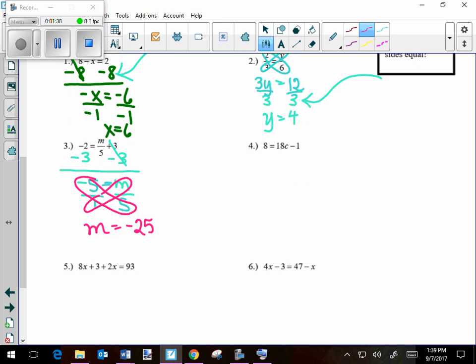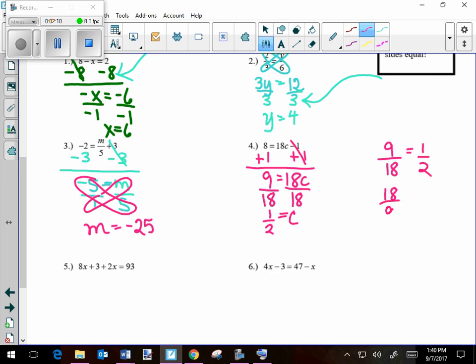In question 4, I'm going to add 1 to both sides, again with the goal of getting my variable alone. This time the variable is c. I get 9 is equal to 18c. To get the c alone, I have to divide by 18. If in your head you're thinking the answer is 2, you are incorrect, and that is the one reason why this question is on here. 9 over 18 is not the same as 18 over 9. We have 9 over 18, which is 1/2. If you were thinking 2, that's 18 over 9. They are not the same. Make sure you pay attention to that.